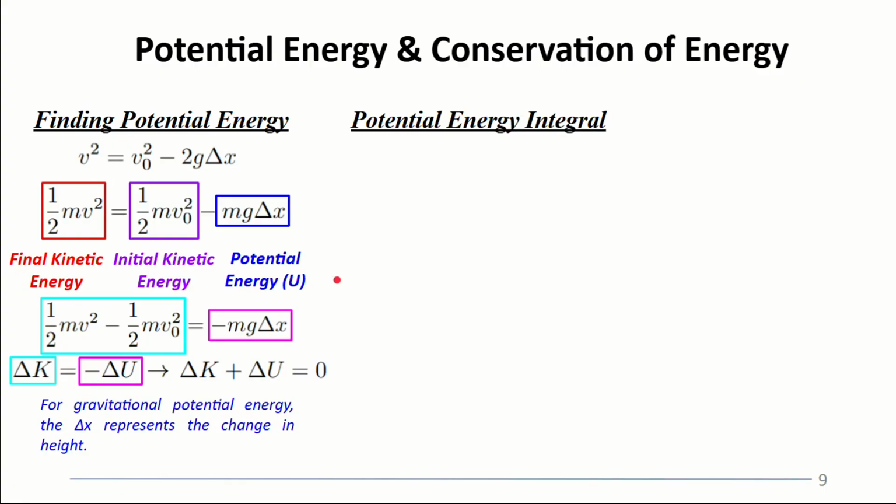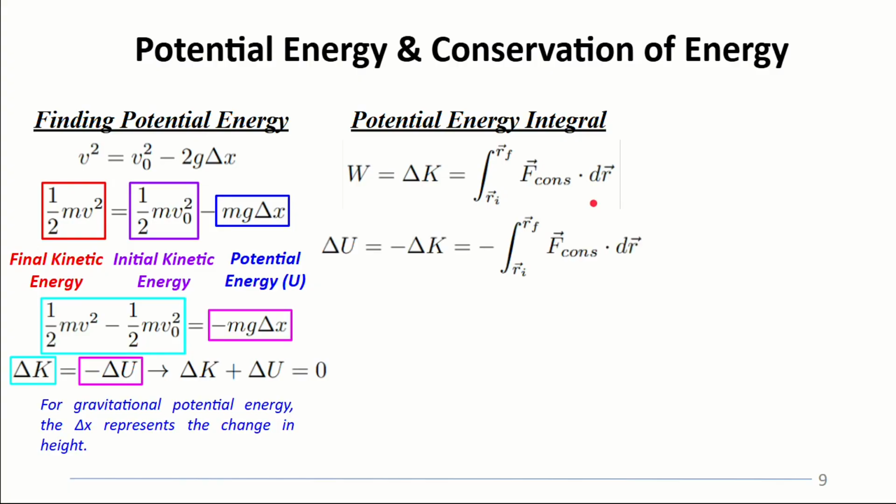Now, if we take a look at this in integral form, we know that work is equal to the change in kinetic energy, and we saw this integral on the previous slide and last class. But if you use this definition right over here, along with our work kinetic energy theorem, or integral I should say, you can clearly see that delta U can be written as the negative of delta K. And you find that delta U is just simply negative this entire integral.